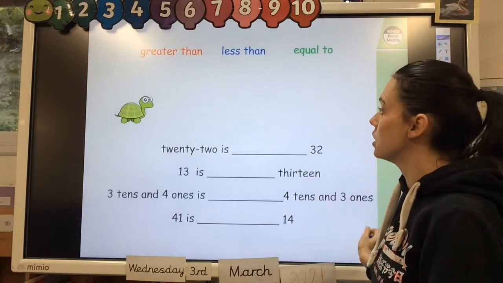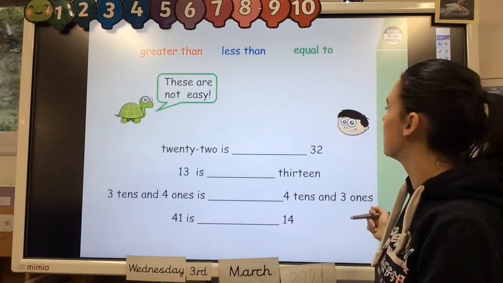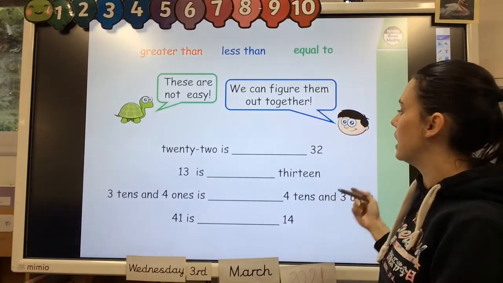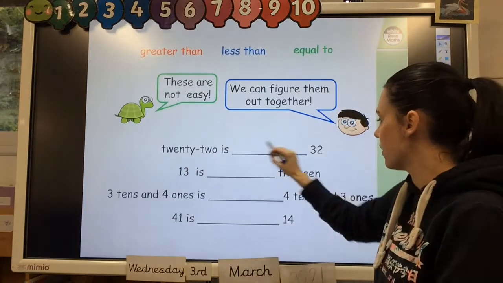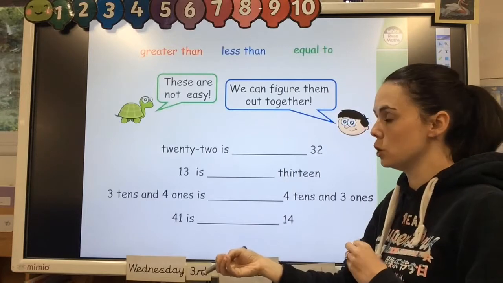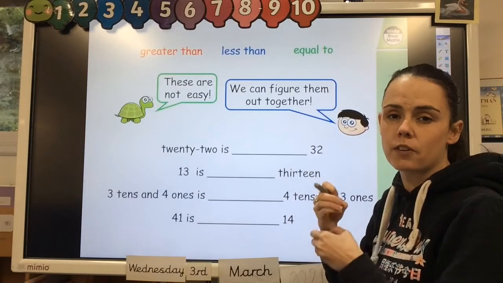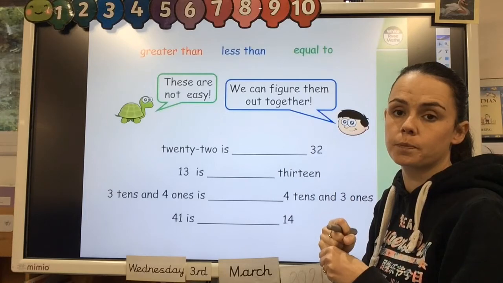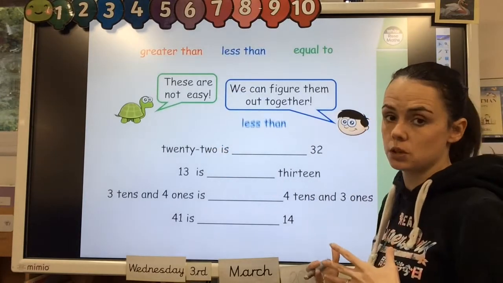Next one. So 22 is something to 32. We've got Tiny here. They are not easy. Oh no, Tiny thinks this is really tricky. We can figure them out together. That's nice. If we do it together, we can help Tiny. So let's start by having a look at 22 is something to 32. So grab your number square, find 22 and find 32. Are they close by? They're one on top of the other, aren't they? So 22, is it bigger or smaller than 32? It's smaller, isn't it? So therefore 22 is less than 32.